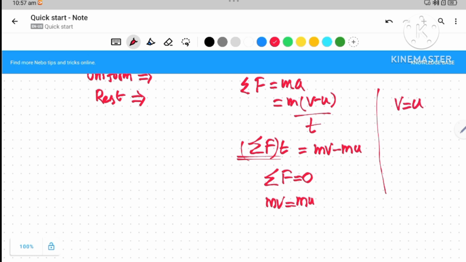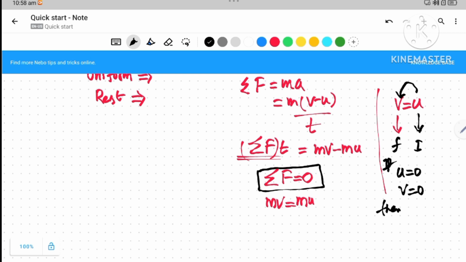What is v? v is the final velocity and u is the initial velocity. Now what we can understand from this is, if sigma F is 0, meaning there are no unbalanced forces acting on an object, then the object will be in uniform motion. Whatever the initial velocity of the object, it maintains the same velocity if the forces are balanced. And another condition is, if I make u equal to 0, then v is also equal to 0.